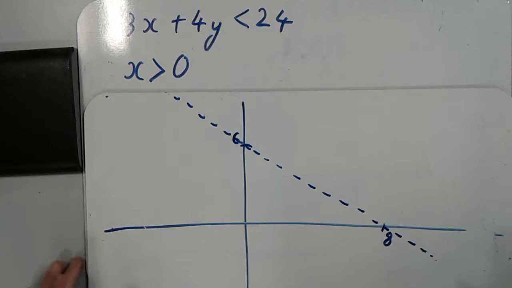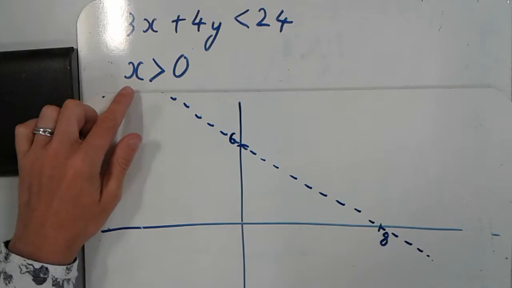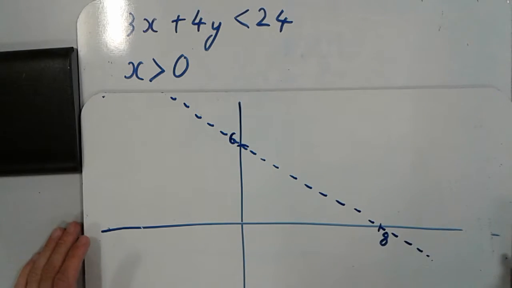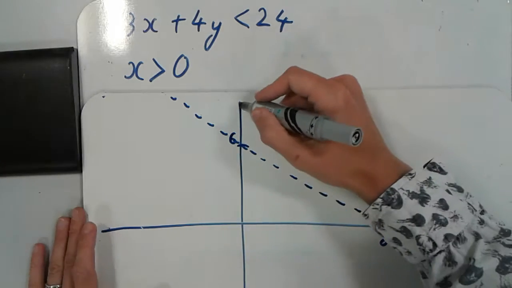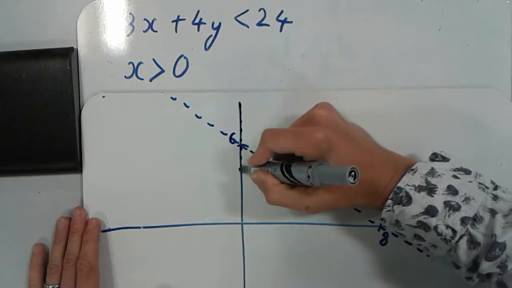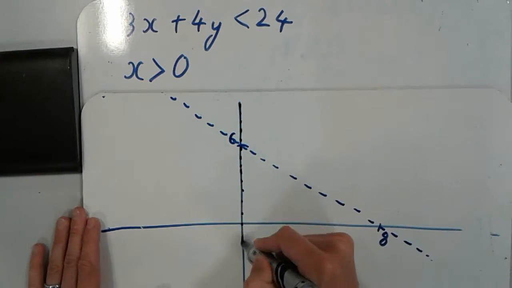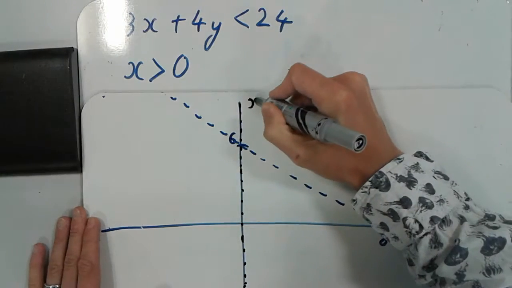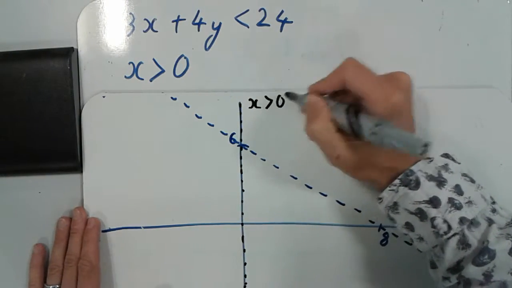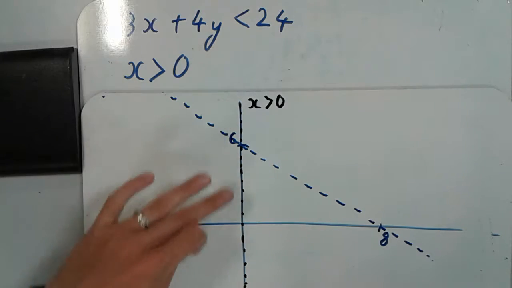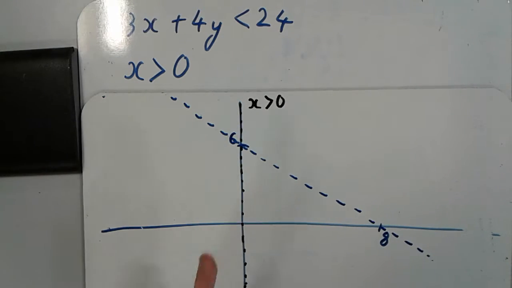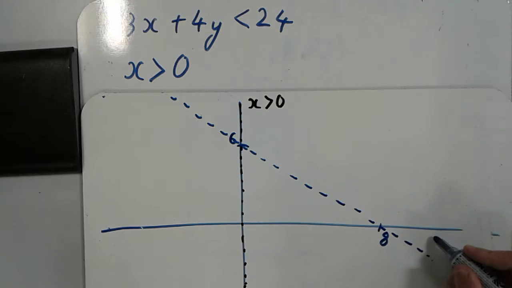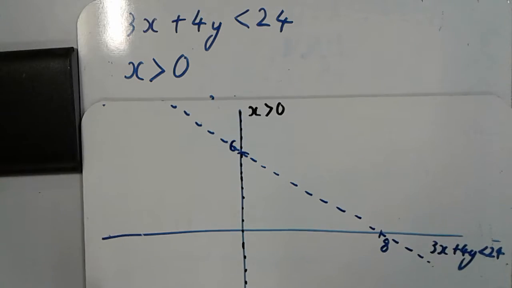Okay, the next one, x is greater than 0. That would lie on the y-axis. So I can sketch that line on. Again, a dotted line, because I can go up to, but not quite be on that line. Whilst we're at it, let's just label this one so that we don't forget.